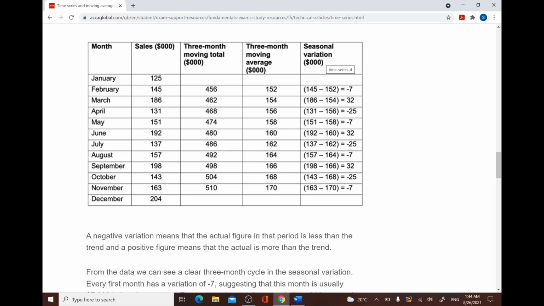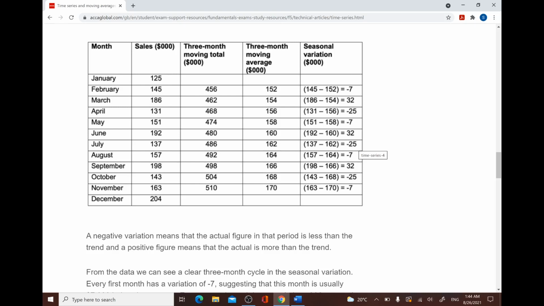And what does it indicate? Now that indicates that in the future, it is predicted or forecast that in this particular month, the sales will be lower by 7,000. Same goes to this: 186 minus 154, 131 minus 156. So sometimes it may be negative and sometimes it could be positive. Can you see that? So the trend is there. So we understand that, let's say in February, it drops by 7, and we expect in May it will drop by 7 again. And when it comes to August, when it comes to November, the sales are going to be declining. So that's a seasonal fluctuation.